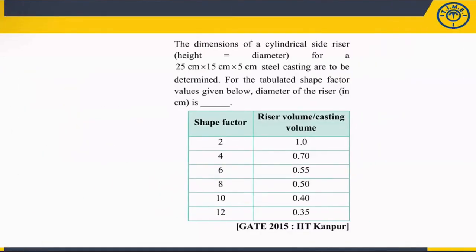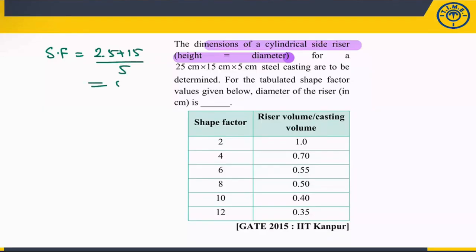This is the question based on the shape factor. So I would suggest you now see, in this question they have clearly mentioned, I have told you, side cylindrical riser height is equal to diameter. So they have given the casting size, steel casting 25, 15, and 5. First, you tell me what is the shape factor. Shape factor is length plus width, 25 plus 15 divided by 5. Yes, it is 8. So corresponding to 8, what is the ratio?